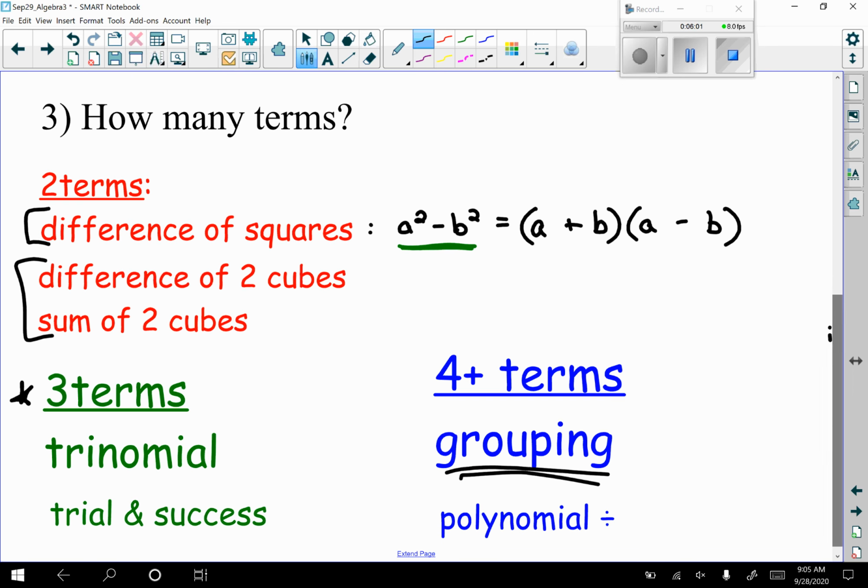Now, if there's 3 terms, we call that a trinomial, and it's usually just try and check, trial and error. And then eventually we'll get into 4 or more terms, which usually means to factor by grouping. Back in Algebra 2, you should have seen polynomial long division or synthetic division, which we're not going to get into this year, but the grouping we will, factor by grouping.